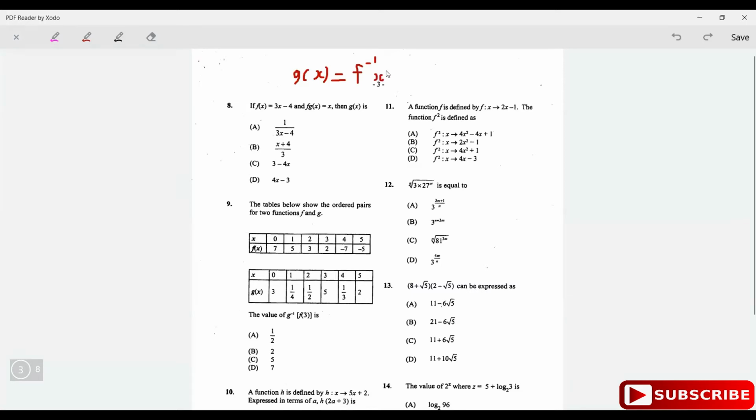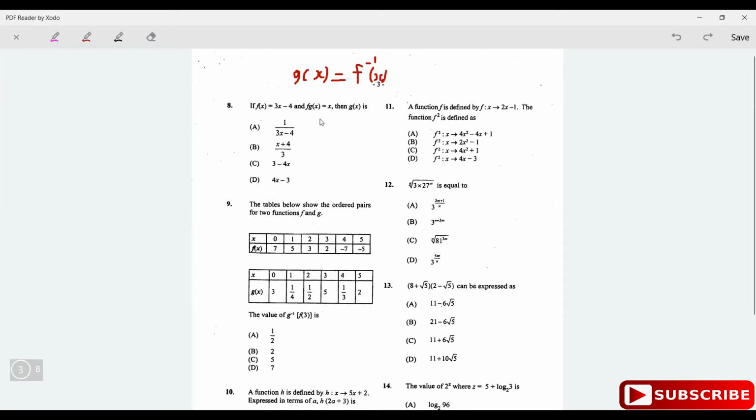Anytime you have g f of x equal to x, then that means this inner function is the inverse of the outer function. That's the only way you can get back the domain x. And so, since g of x is f inverse, we're just finding f inverse.